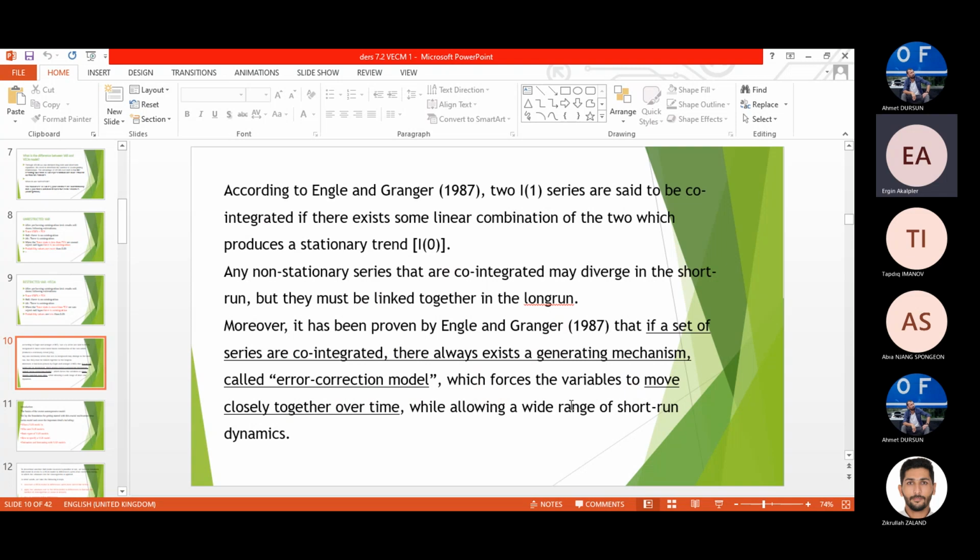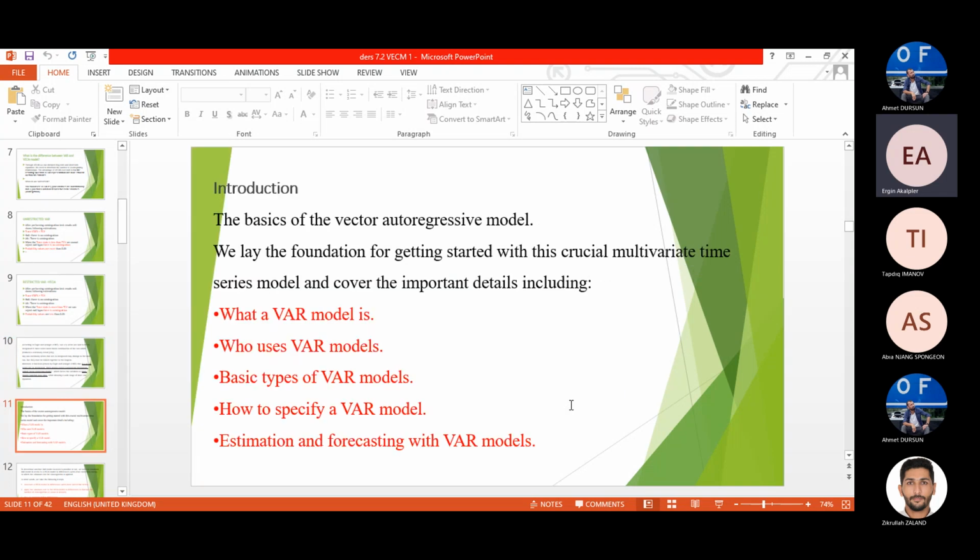When we are going to introduce the model, the basics of the vector autoregressive model, we lay the foundation for getting started with the crucial multivariate time series model and cover the important details, including what a VAR model is, who uses VAR models, basic types of the VAR models, and how to specify a VAR model, estimation and forecasting with the VAR models.